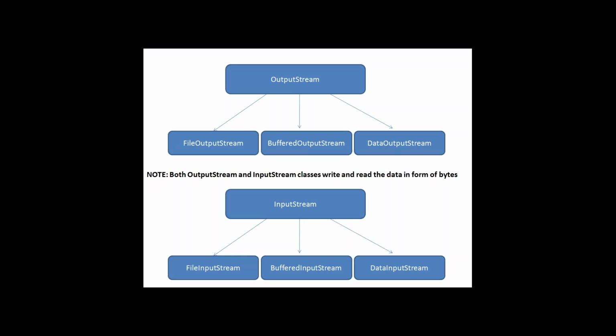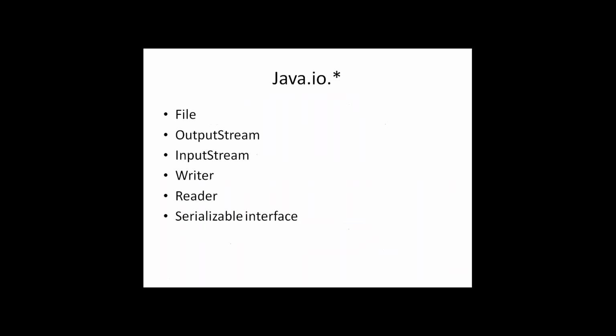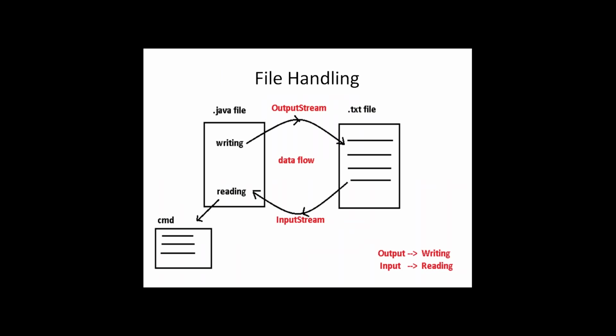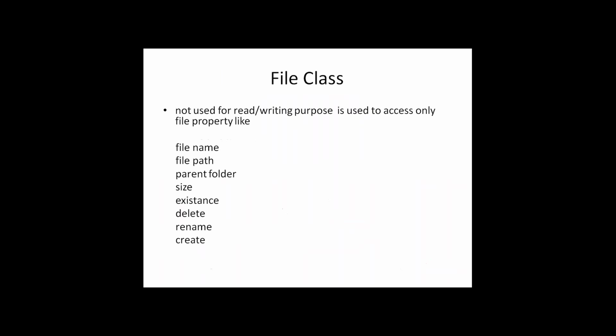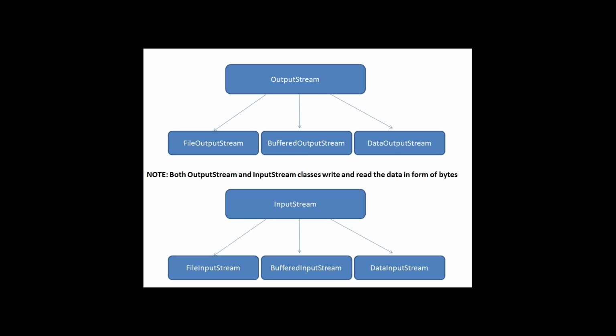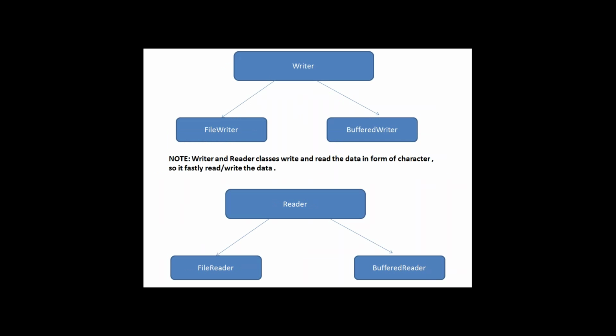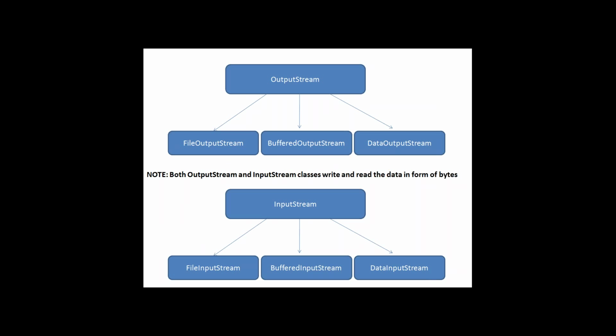So these stream classes read and write the data in the form of bytes, meaning data will be transferred from the Java file to the text file in the form of bytes. Okay, and after OutputStream and InputStream, the Reader and Writer classes are there. Reader and Writer classes are also used for reading and writing content into and from the file, but these classes deal with characters. So data will be transferred in the form of characters if you use Reader and Writer classes. And in the case of OutputStream and InputStream, data will flow in the form of bytes. That is the difference between both.